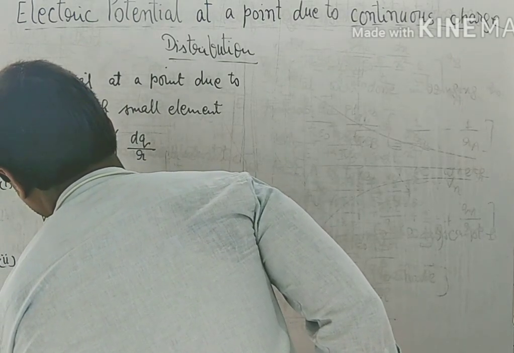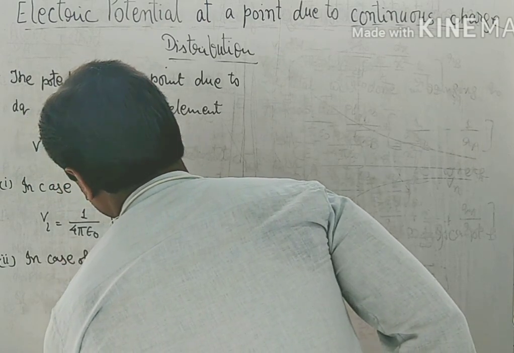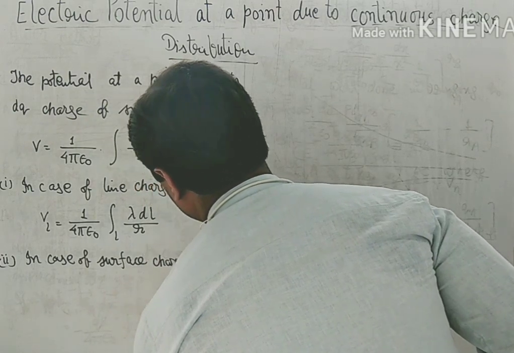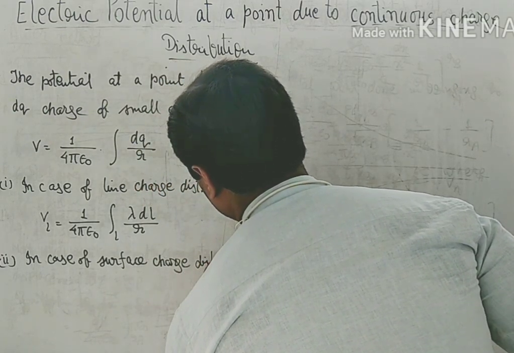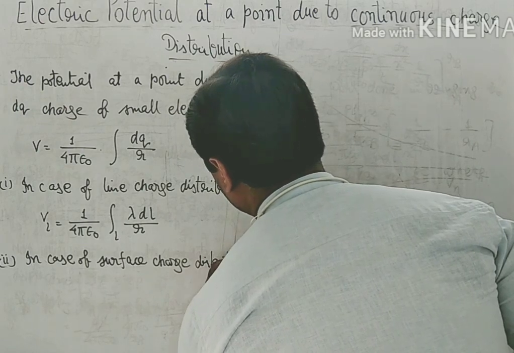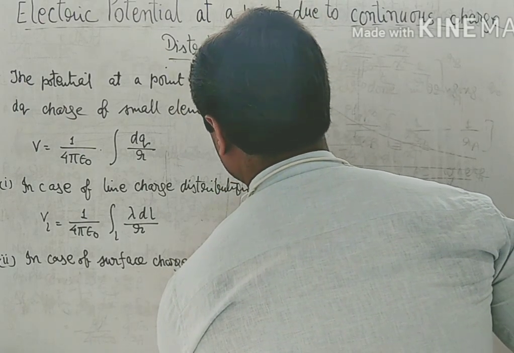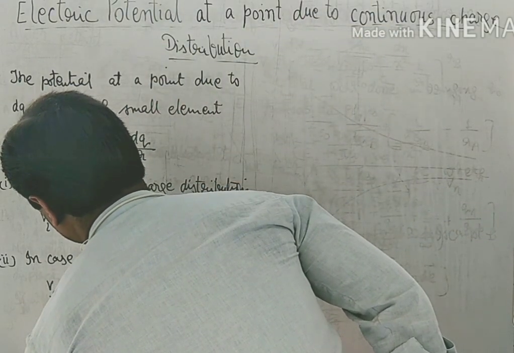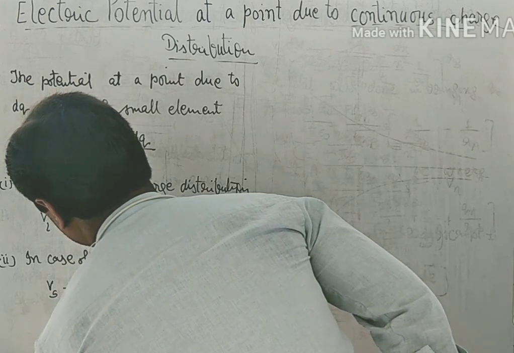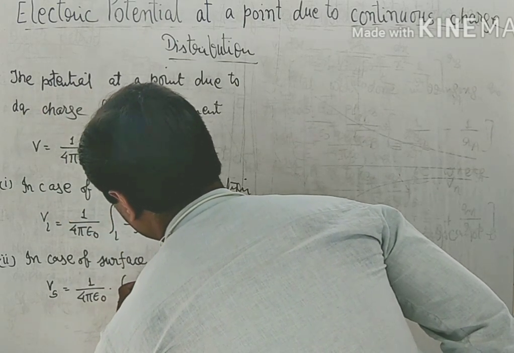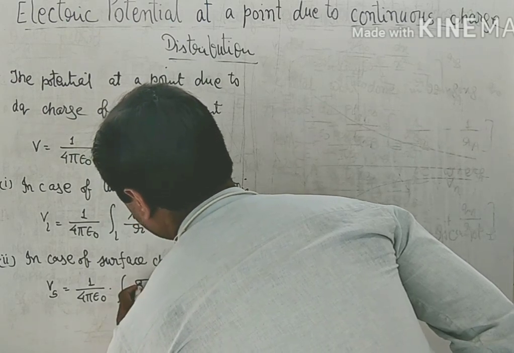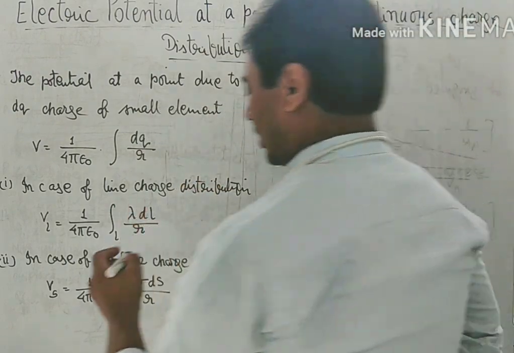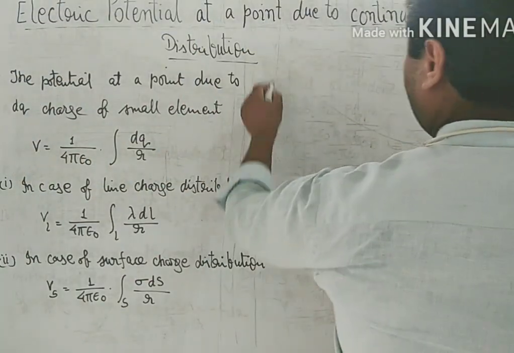Now in case of surface charge distribution, if we are given a surface charge distribution, then the potential can be written as Vs equal to 1 upon 4 pi epsilon naught integral over the whole surface of sigma ds, surface charge density times small area, upon R.